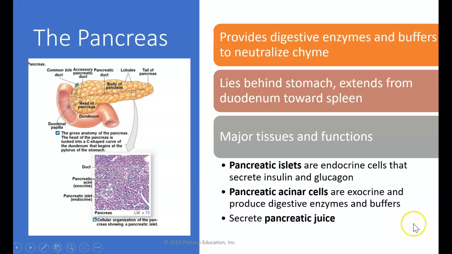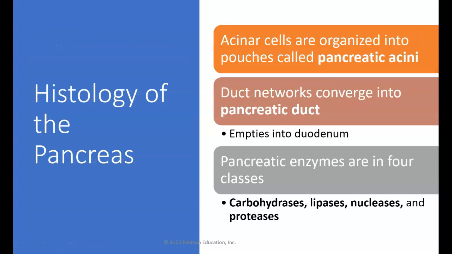Okay, so the pancreas has a couple of different functions: regulating blood sugar, producing digestive enzymes, and producing pancreatic juices. Some of the histology of the pancreas: the acinar cells are organized into pouches called the pancreatic acini. The duct network converges into the pancreatic duct, which will empty into the duodenum. So that's where the small intestine is going to get all of these products from.